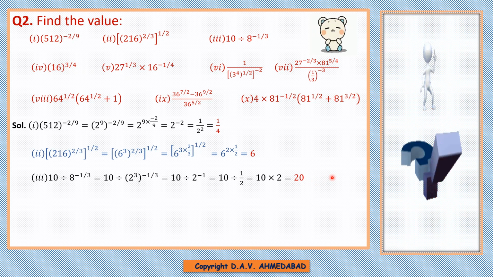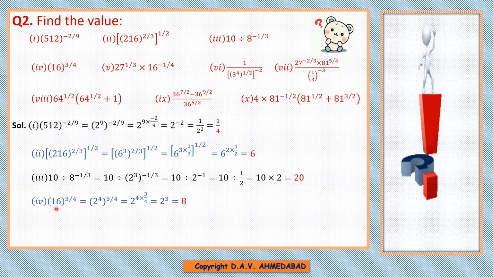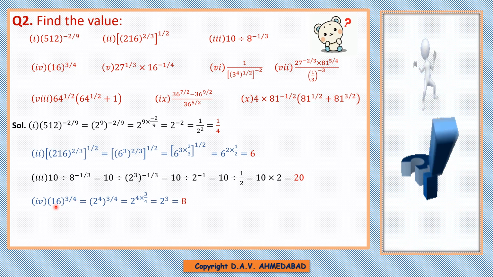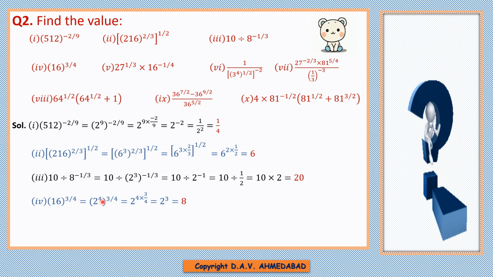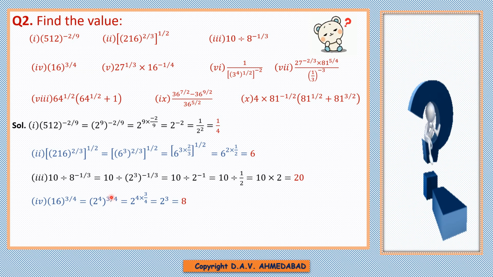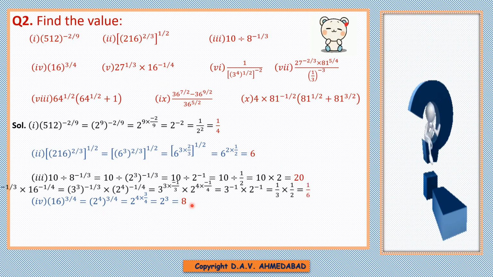Now let's see what the next question is saying. Next question is very simple. 16 raised to the power 3 by 4. Now denominator is 4. So what we will write? Yes, 16 can be written as 2 raised to the power 4. So 2 raised to the power 4 whole raised to the power 3 by 4. 4 cancel. So answer will be 2 cube, and 2 cube is 8. Next question.